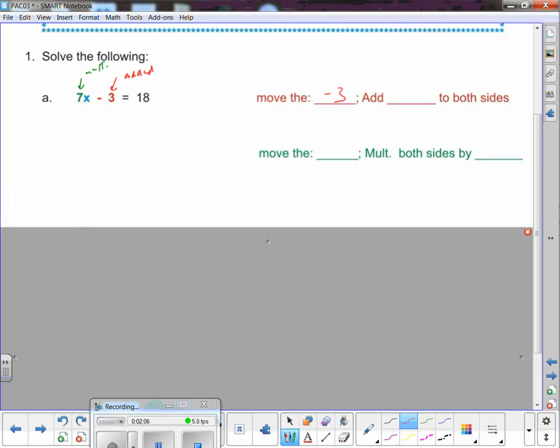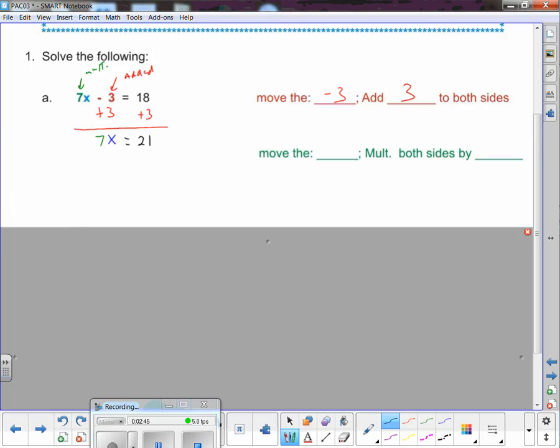How do you move a negative 3? By adding its opposite, positive 3, to both sides. So like we've done, I'm going to come below. I'm going to add a positive 3 to the left-hand side of the equal sign and a positive 3 to the right-hand side. What do we have left? The 7 and then the x, right? That's the left-hand side, 7x. What is the right? 18 plus 3 is 21.